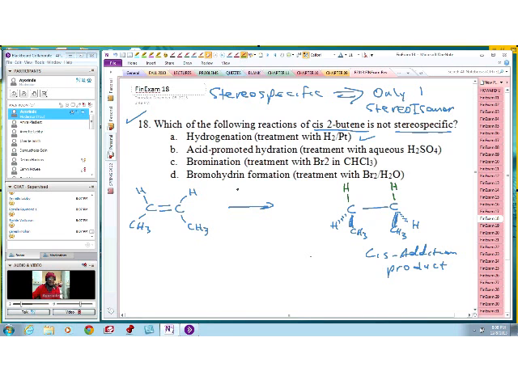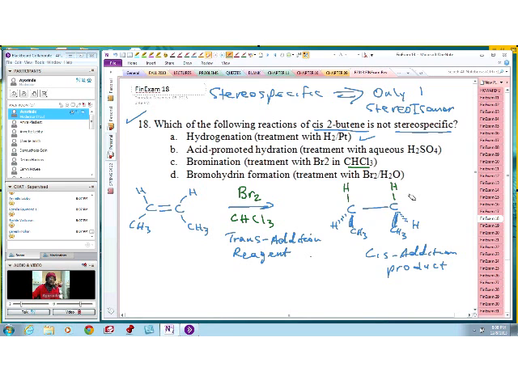In C, you have bromination. Okay, so you have bromine in chloroform as a solvent. This chloroform here is only a solvent. Now, this reagent here, bromine by itself, is what we call a trans addition reagent.